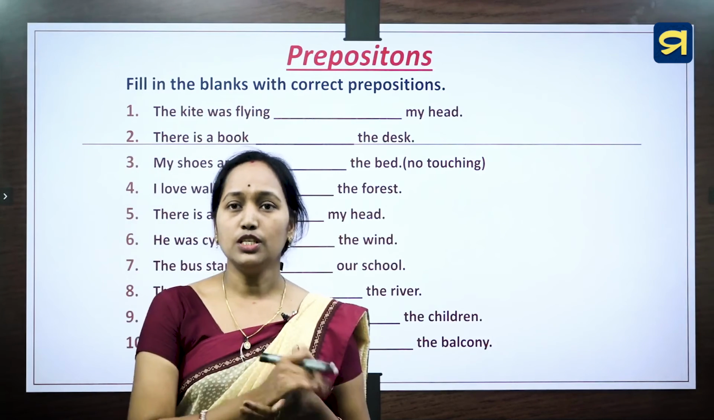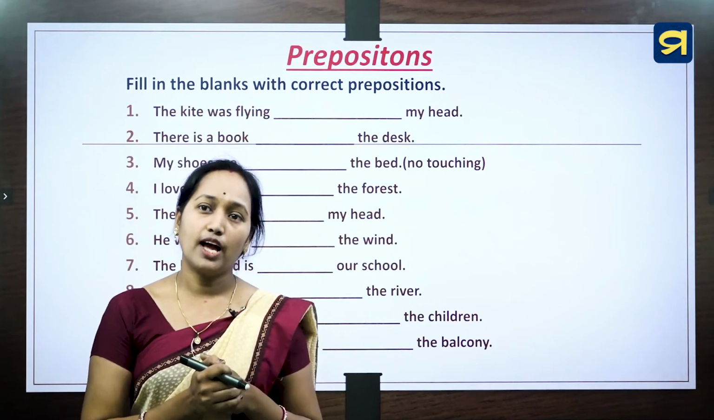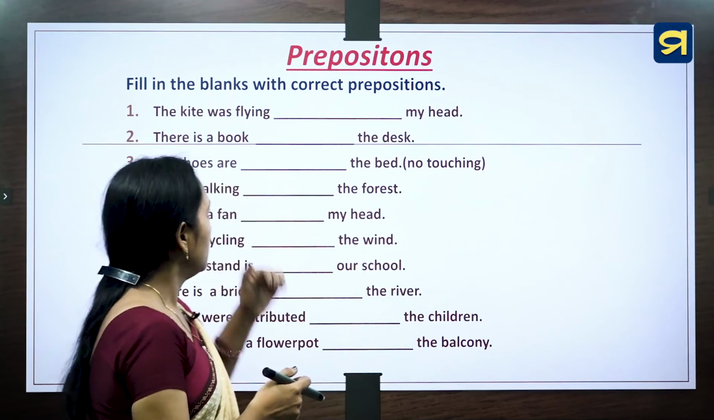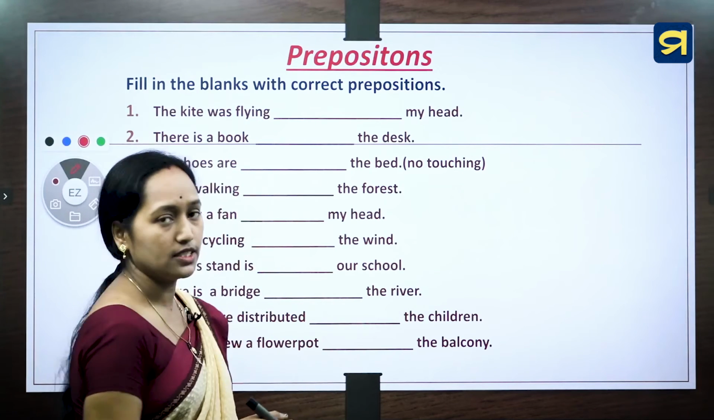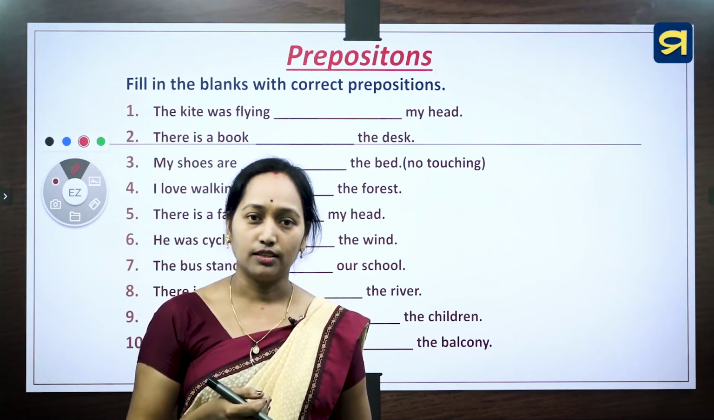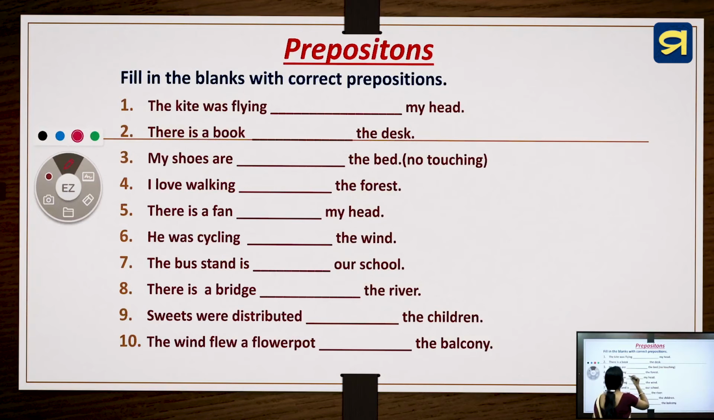Question number 1. The kite was flying dash my head. What will be the answer? Very good. The kite was flying above my head. As the kite was moving, there is a movement.